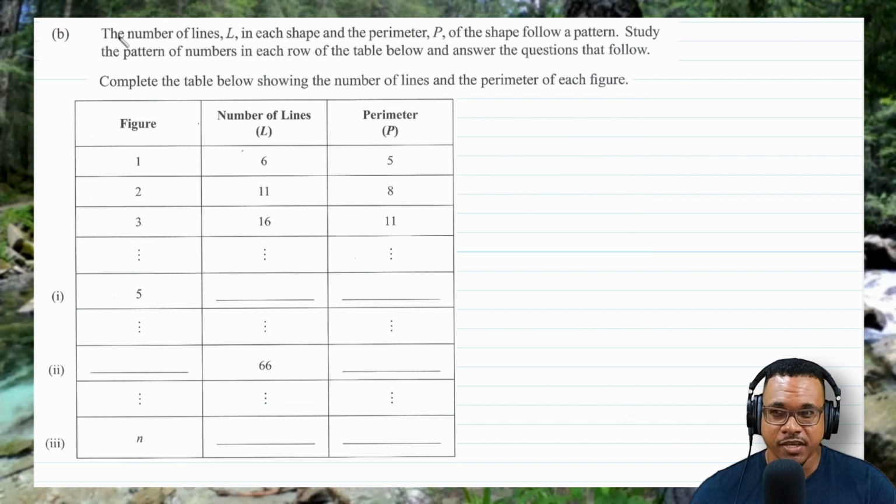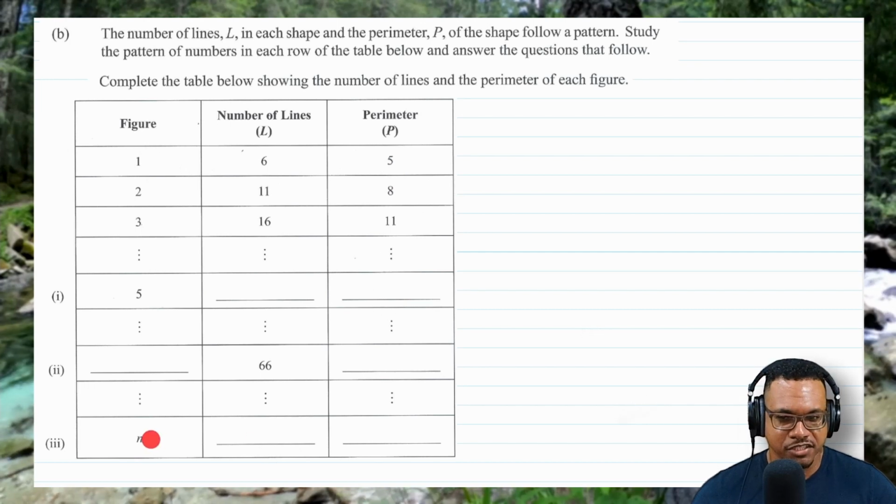So for part B, we have that the number of lines L in the shape and the perimeter P of the shape follow a pattern. Study the pattern of numbers in each row of the table below and answer the questions that follow. So here we want to complete the table showing the number of lines and perimeter for each figure. So we have the table here. This column gives the number of lines and this column gives the perimeter.